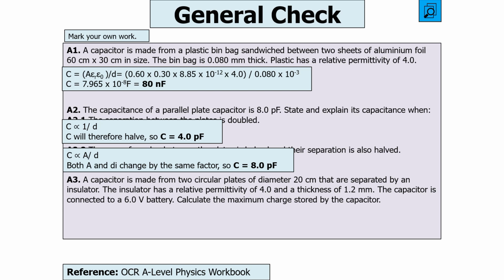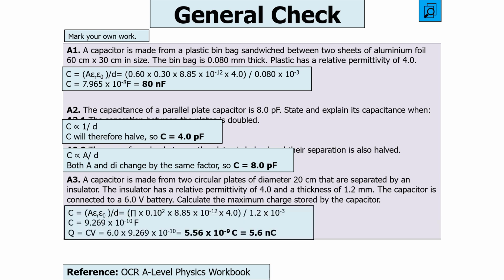This next question again, we're going to have to use our equation from above, the parallel plate capacitor equation, but this time we're going to have to work out our area. Now we can see that the area is just for one of the plates, so we do πr². Now we've got the diameter in centimeters, so we convert that to a radius, which is 10 centimeters, and then convert it into meters, so 0.10 meters. Pop in all the values, work it through, and we get 9.2 times 10 to the minus 10 farads. We can then work out our charge stored by saying Q equals C times V. We've just worked out the capacitance, we know the voltage because it's given in the question, and we get 5.6 nanocoulombs.